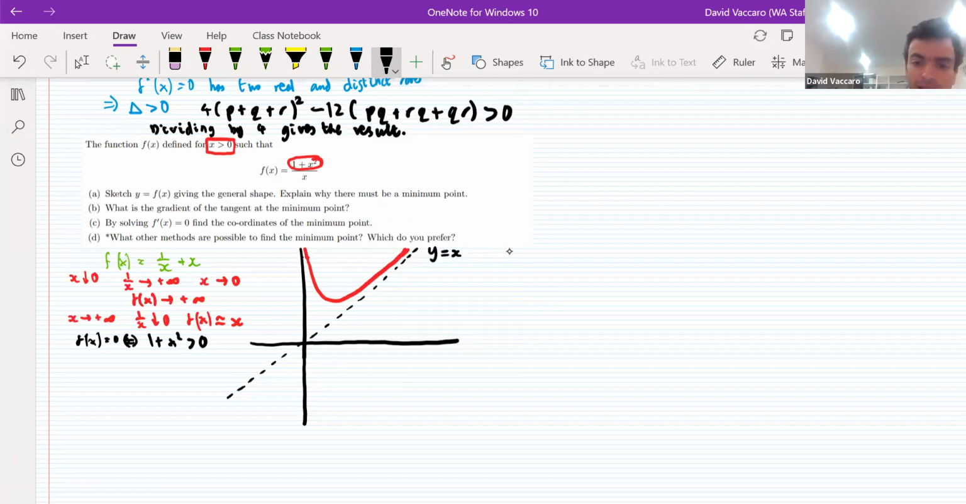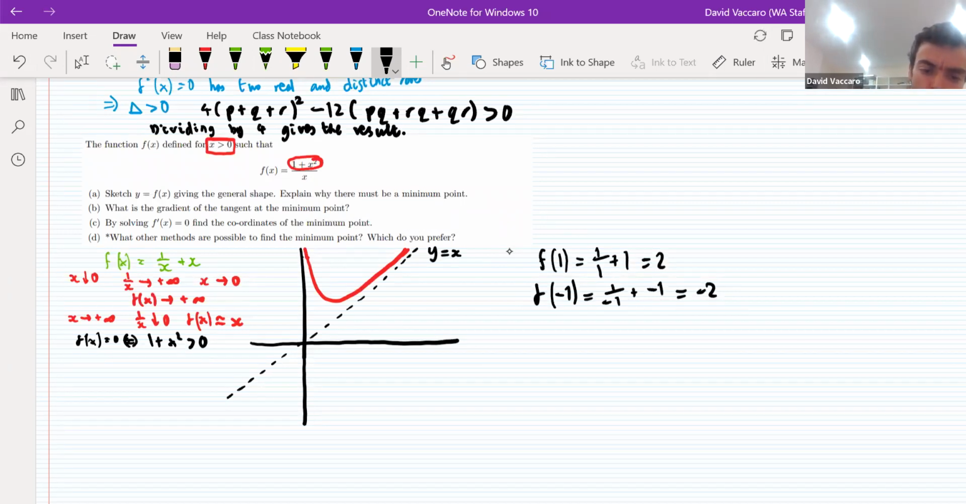I'll just do a numerical example. f of 1 is equal to 1 over 1 plus 1, which equals 2. f of -1 is equal to 1 over -1 plus -1, which is equal to -2. So wherever the curve was at 1, the curve at -1 is at the same value but negative. So we get the same shape rotated round.